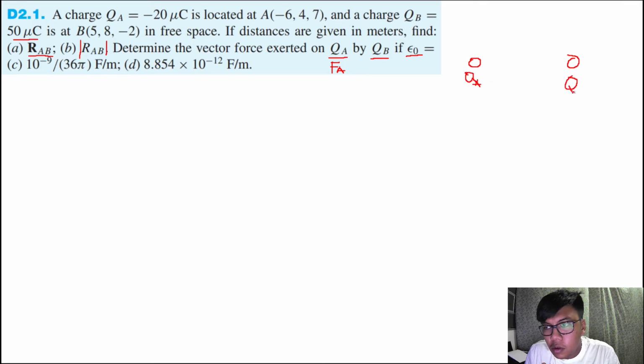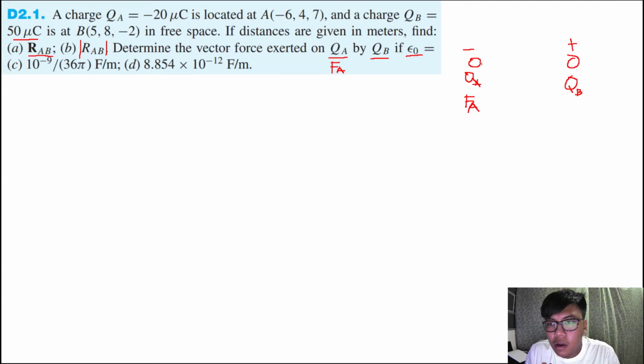So, QA and QB. Okay, so ano yung positive charge natin? Yung QA. Okay, yung negative charge yung QA, tapos positive yung QB. So, obviously, mag-attract sila sa isa't isa. Ang hinahanap natin is force on A. So, mag-apply ng force is si B.